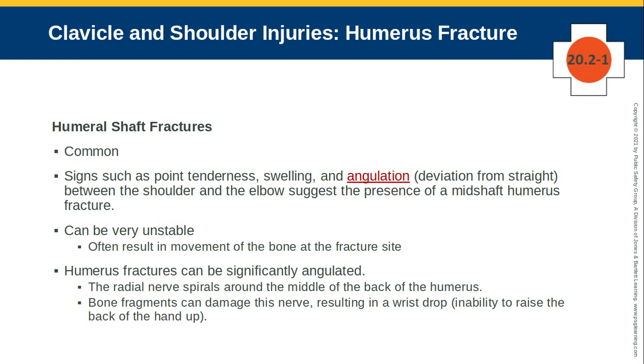Now, that humeral shaft fracture could be pretty common. It's going to be pretty tender, and we can get some deviation from straight between shoulder and elbow because of the strong muscles around the bone contracting and displacing the bone ends. Significant angulation could occur, and we also may have some loss of motor function due to nerves being compromised in that fracture.